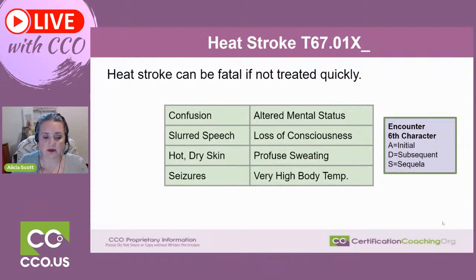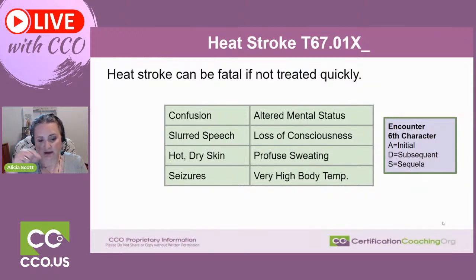Anyway, the signs and symptoms to be aware of are confusion or altered mental status. Again, the brain is starting to boil, and it won't be able to function. Slurred speech, loss of consciousness, hot, dry skin. The reason that we see hot, dry skin is that the body has lost its ability to cool itself off, right? So it won't be opening up those pores and making you sweat.